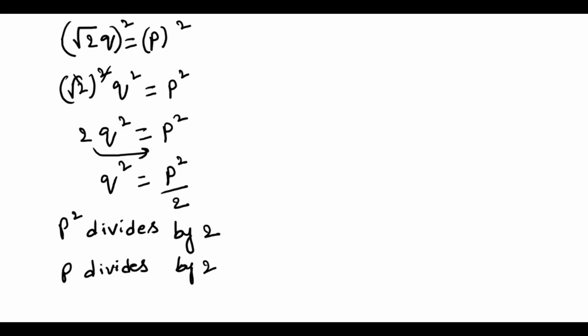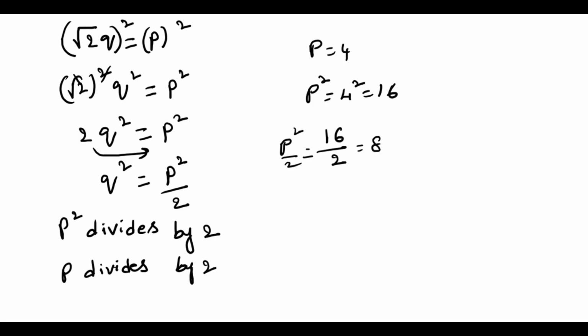For example, p is a number like 4. Okay, let us assume p equal to 4. Then what is p square? That is 4 square, which is equal to 16. If 16 is divided by 2, that means p square is divided by 2, correct? The answer will be 8. Similarly, this p also divides by 2, right? P is 4, 4 by 2 equal to 2.